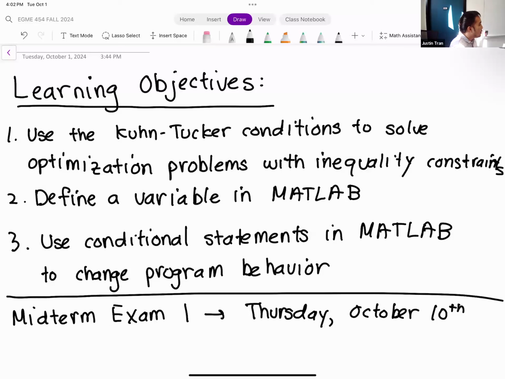So I'm hoping that through this review we can build that confidence, so that once we get to the optimization algorithms, the learning curve at that point will be a lot less. All right, so that's the plan for today. Any questions on any of that before we get started?